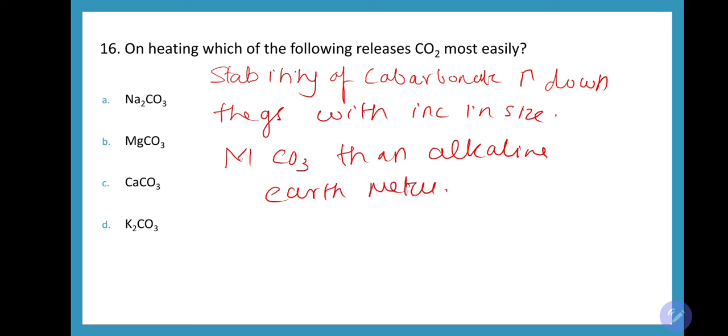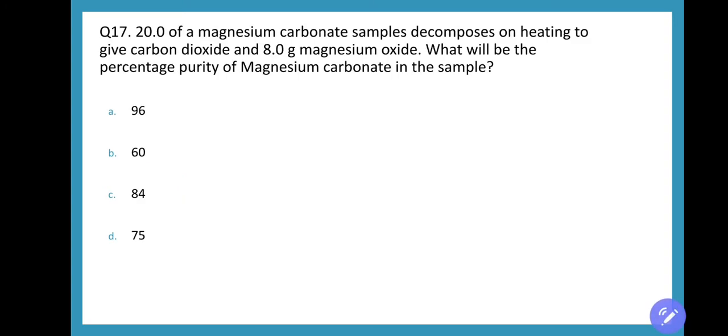So MgCO3 is the least stable and it releases carbon dioxide easily, because alkaline earth metal carbonates are less stable than alkali metal carbonates. All are alkali except MgCO3, so it will release carbon dioxide easily. Okay, now let's see the next question.